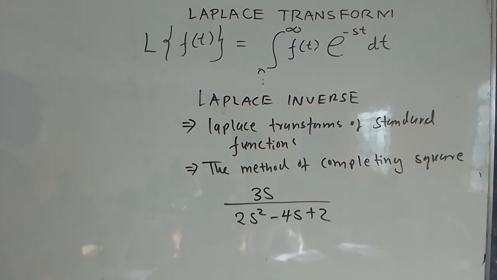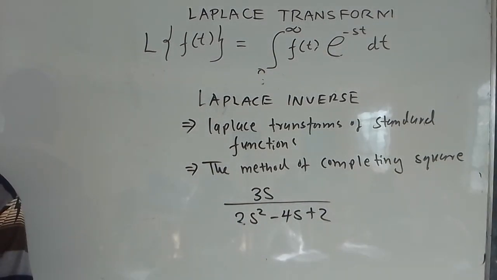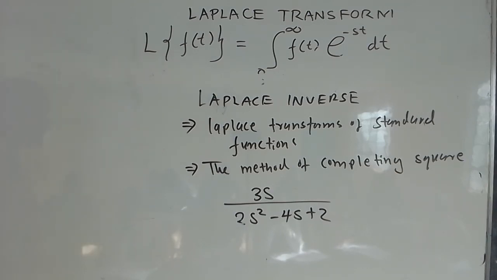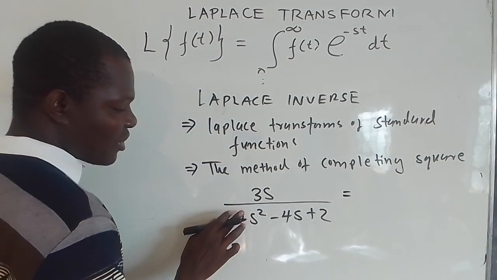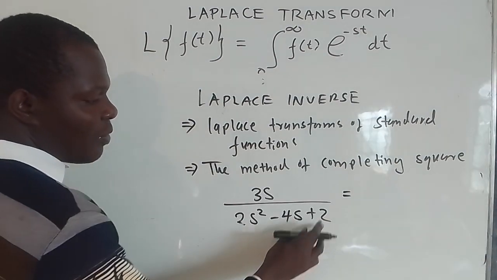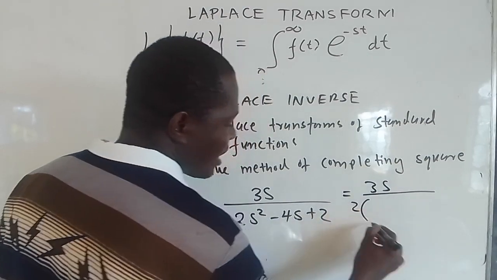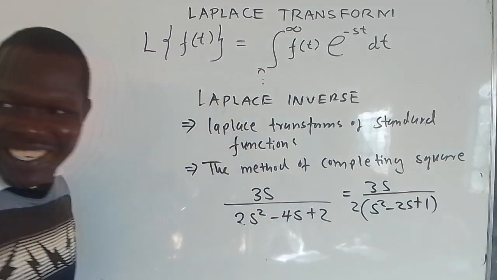Are we together there? So if you look at this denominator, which numbers give you a product of 4 and a sum of negative 4? Negative 2 and negative 2, meaning this problem can be factorized, isn't it? So if you factorize 2 outside, 2 was common. So let us just finish with this part. So this is 3s over 2 into s squared minus 2s plus 1, isn't it?